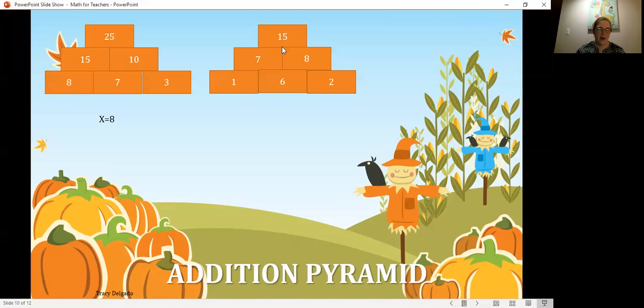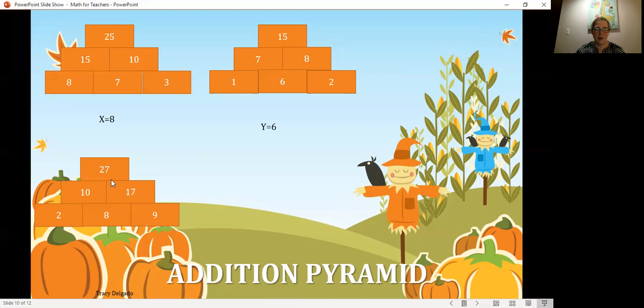And our next one, we have 15, 1, y, and 2. So this one, I put 7 plus 8 equals 15. And then 7 minus 1 gives us 6. 8 minus 6 will give us 2. So in this case, y equals 6.